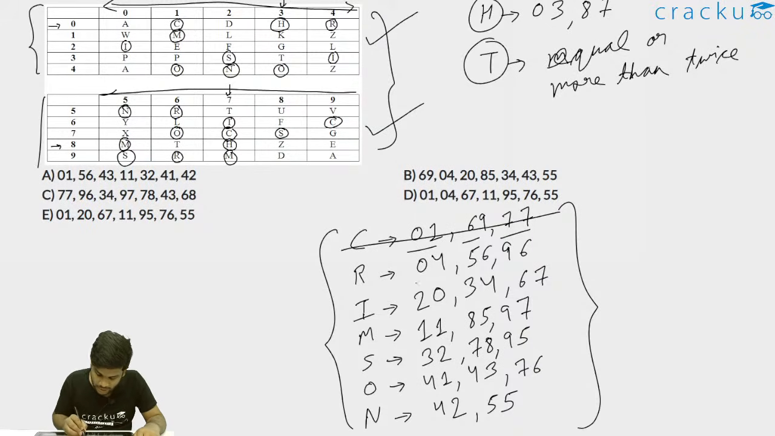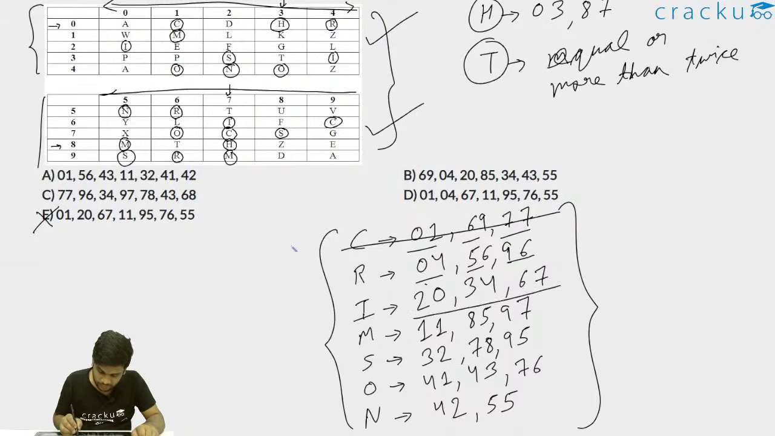For R, it is 0, 4, 5, 6 and 9, 6. So second term should be either 0, 4, 5, 6 or 9, 6. Now option number A, B, C and D, all four are following this except for E, which is 20 in the second term. 20 is not representing R. So we can cancel option number E.